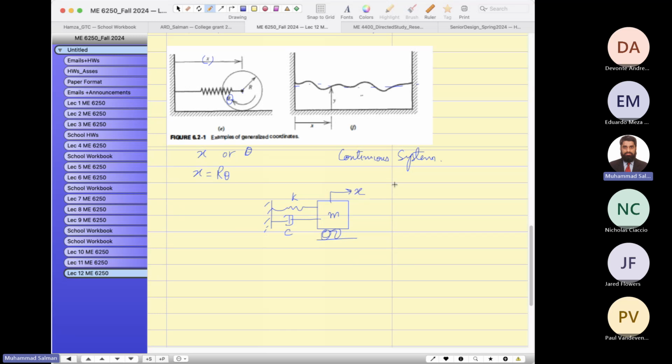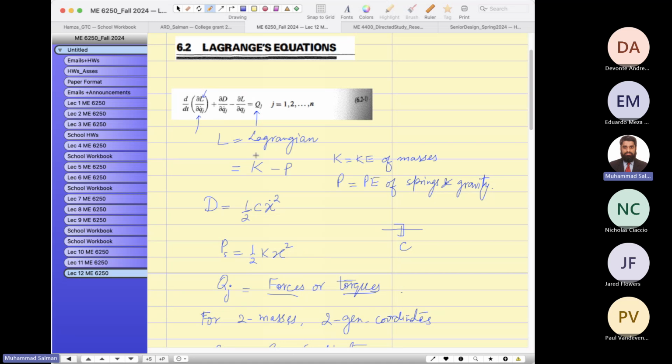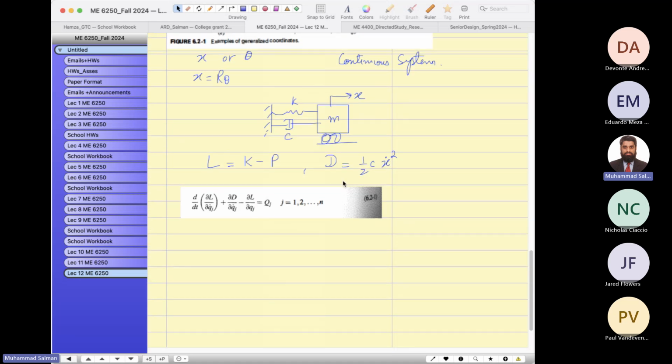This is the degree of freedom. And I'm going to use the Lagrangian here, which is kinetic energy minus potential energies. And the dissipation energy is half C x dot square. So let me grab this equation for Lagrangian, Lagrange's equation here, and let's go slowly to complete this. I will show you both methods.